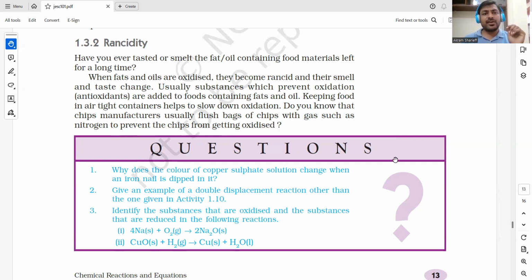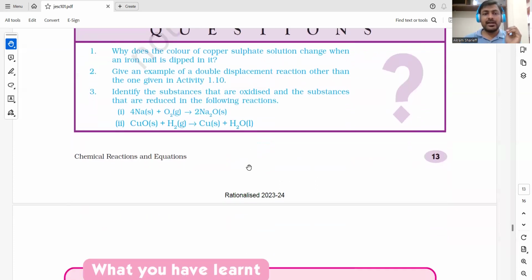Do you know that chips manufacturers usually flush bags of chips with a gas such as nitrogen to prevent the chips from getting oxidized? If I buy a Lay's packet today, you will see that it is fluffy in nature. You think why he is putting so much air in it? It is not air, basically it is nitrogen. Why is he putting nitrogen? He doesn't want the chips to get oxidized. As simple as that. So we are going to prevent it from getting rancid.